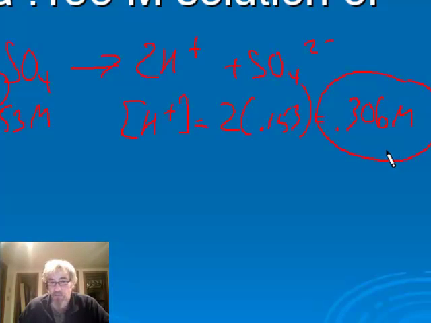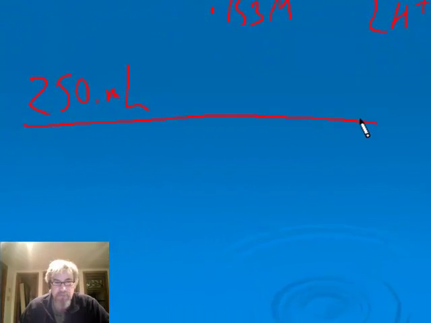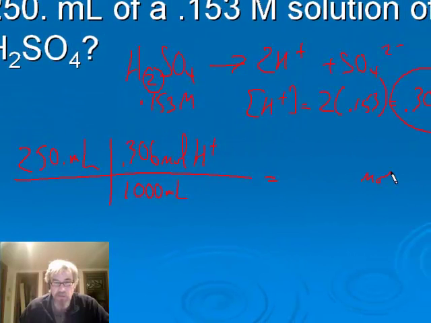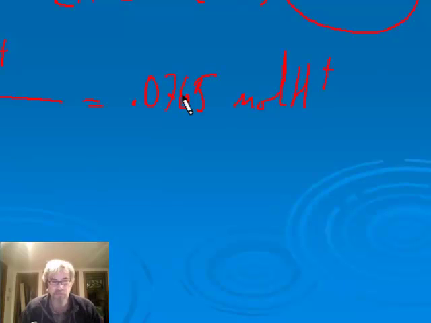So that's my concentration of H+. Well, the question is really asking me how many moles of H+ would be in 250 milliliters. So I can do this. Starting with 250 milliliters, because my solution is 0.306 moles of H+ per liter, or per 1,000 milliliters, I can now calculate how many moles of H+ will be present in solution, because milliliters are going to cancel, and I'll get moles of H+ when I do my calculation. I should have 3 significant figures. My answer is 0.0765 moles will be present in that fourth of a liter of solution.